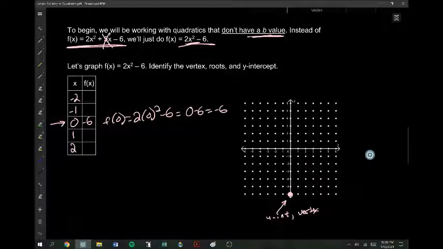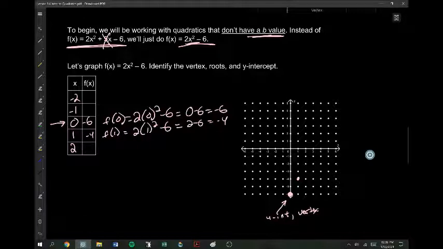Then I'm going to plug in the other numbers, like I'll plug in 1. Now be very careful. I'll start explaining this in the next one actually. This becomes 2 minus 6, which is negative 4. So (1, negative 4) is right here.